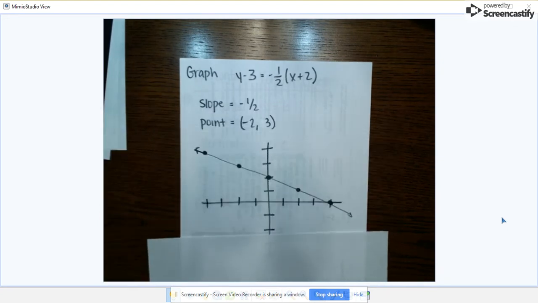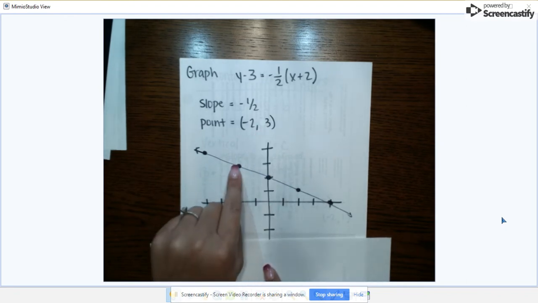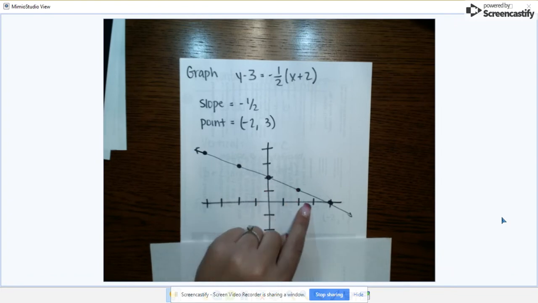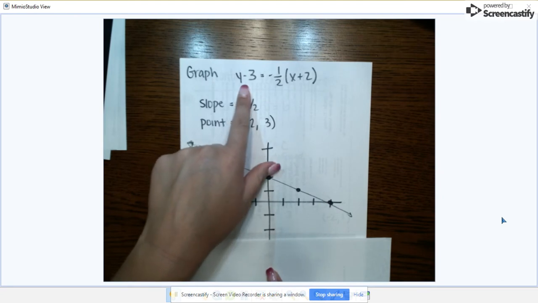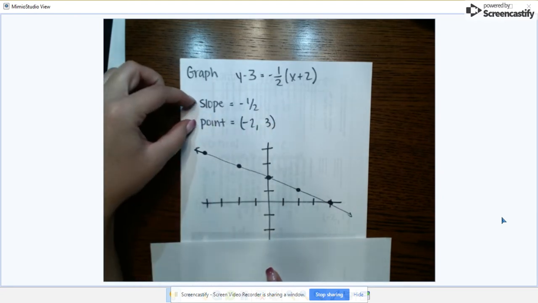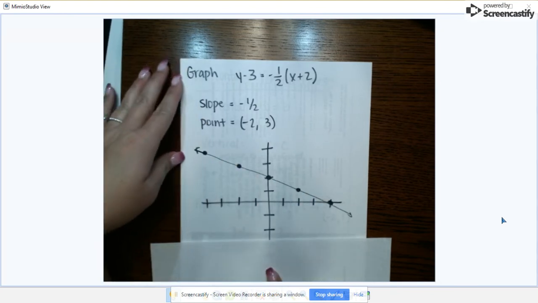So I've already sketched out this graph, but imagine that I did this step by step. So this is my point. I go over to negative 2, up 3. And then I know my slope is negative 1/2, which means I go down 1, to the right 2, down 1, to the right 2, down 1, to the right 2. So if you're given an equation like this, you don't need to distribute and get it into slope-intercept. You can graph with that point and that slope and get the same line just a little faster.